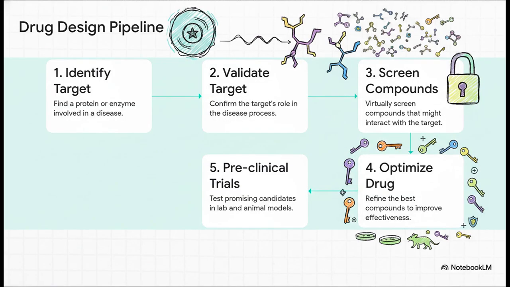And the whole process is this really logical pipeline. First, you identify a protein target that's critical to a disease. Think of it as the lock. Then, you virtually screen thousands, even millions of drug compounds to find a key that fits that lock perfectly. The best ones are then tweaked and refined in the computer to make them safer and more effective, all before they even get near a physical lab.